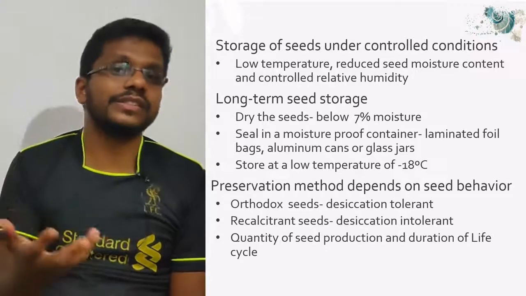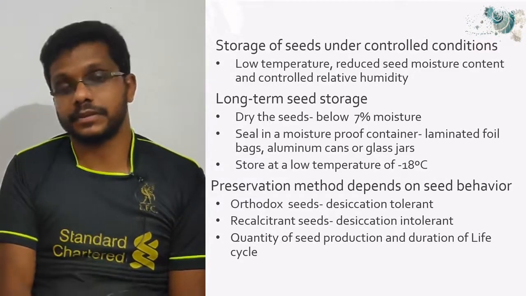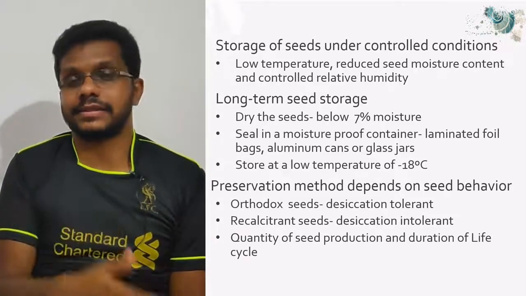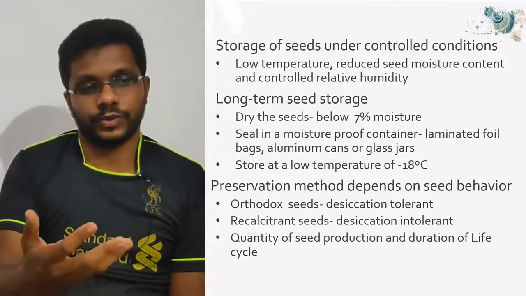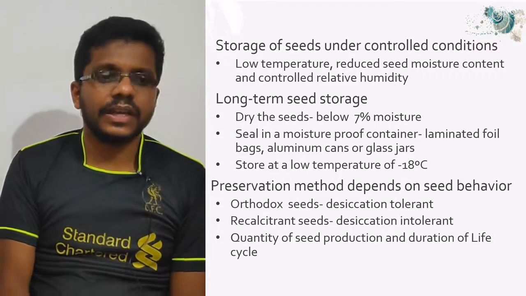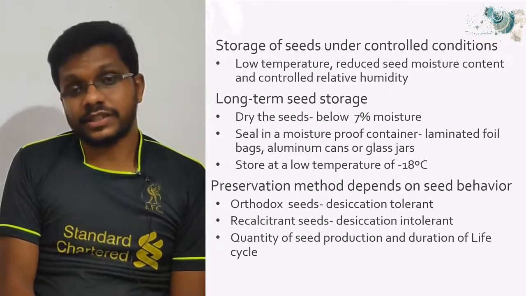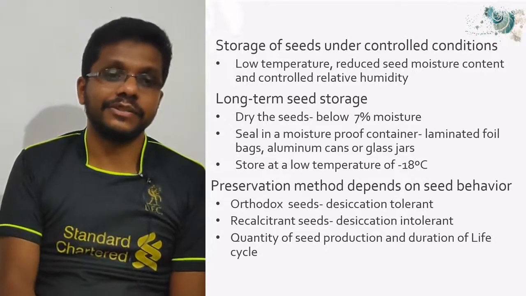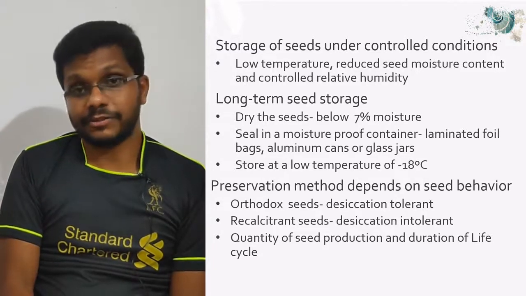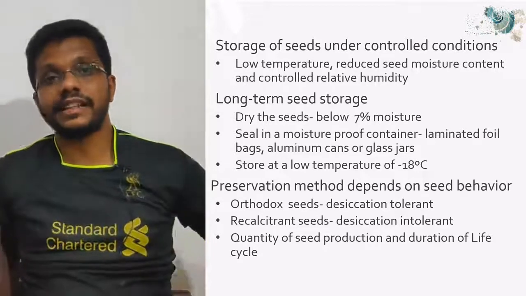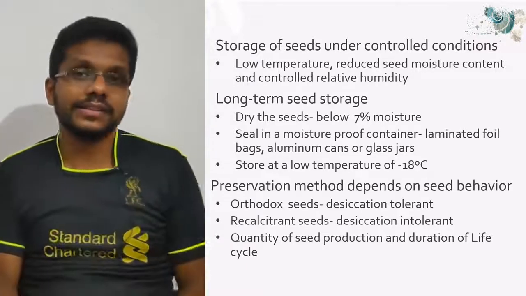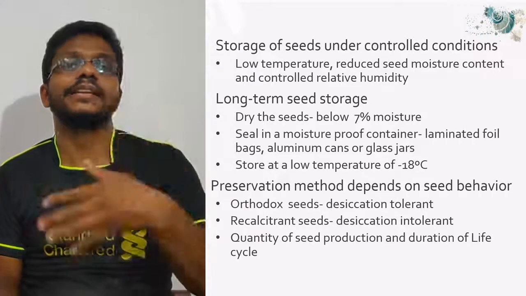So the behavior of the seeds is important when we are making a seed bank. We cannot dry the recalcitrant seeds. We can only dry the orthodox seeds. Then, quantity of seed production. If the plants produce a huge number of seeds, it is easy to conserve. And duration of life cycle. If the plant has a very long life cycle, it is impossible to store the plant in the seed bank because we need regular regeneration.